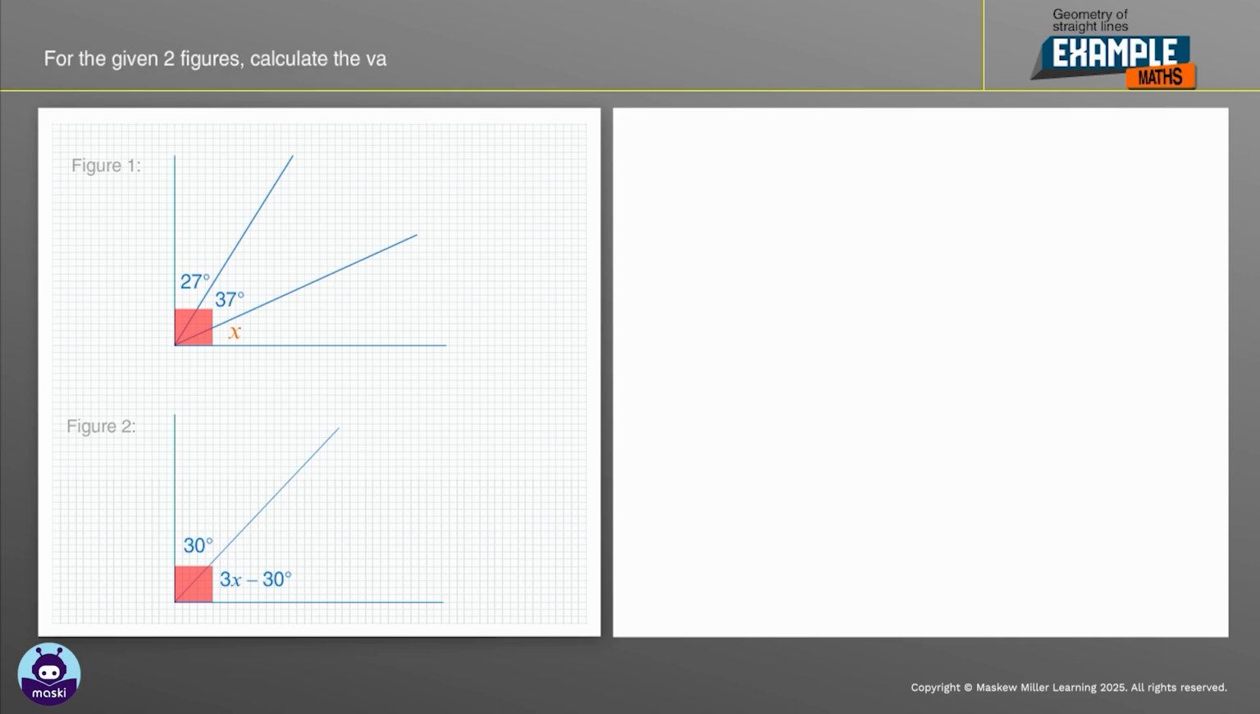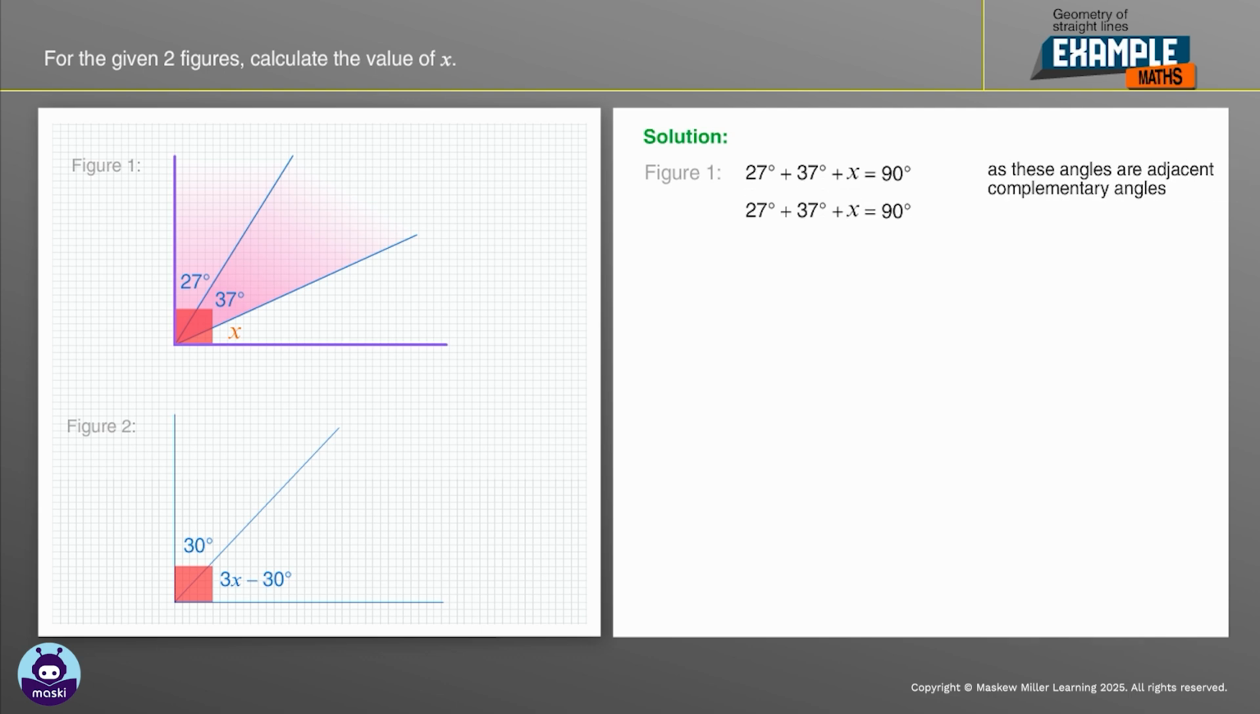Problem 1. For the given two figures, calculate the value of x. Solution. To calculate the value of x, we shall form an equation and then solve it. For figure 1, 27 degrees plus 37 degrees plus x equals 90 degrees, as these angles are adjacent complementary angles. Hence, x equals 90 minus 37 minus 27 equals 26 degrees.